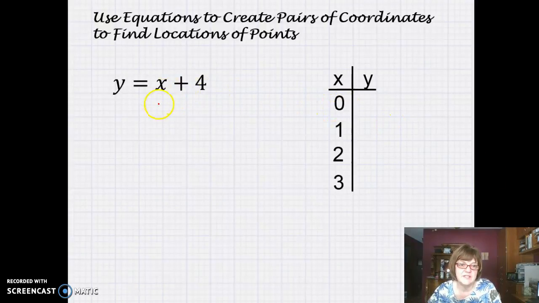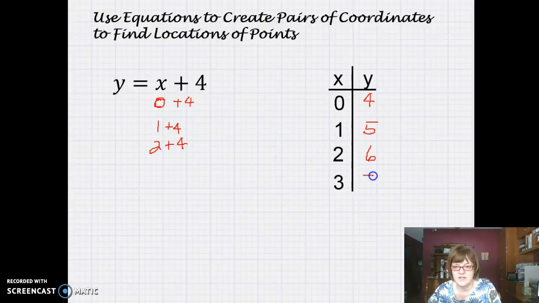If we plug in a 0, 0 plus 4, of course, 4, right? If we plug in a 1, 1 plus 4, simple, right? This is not hard at all. 1 plus 4 is 5, 2 plus 4 is 6, and 3 plus 4, I don't think I need to write that anymore. There we go. We've now used our inputs to come up with outputs.